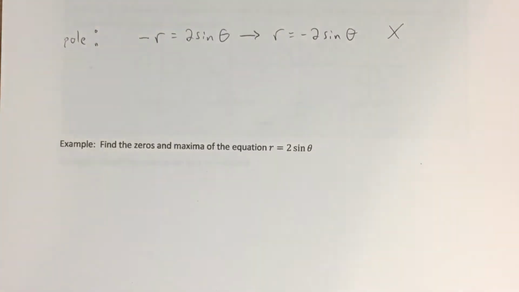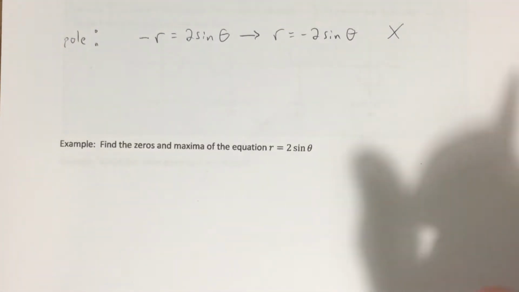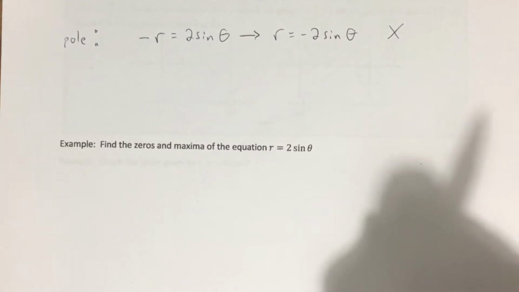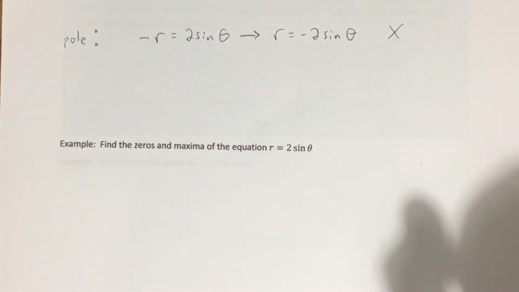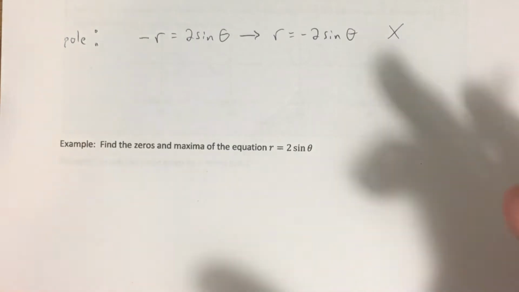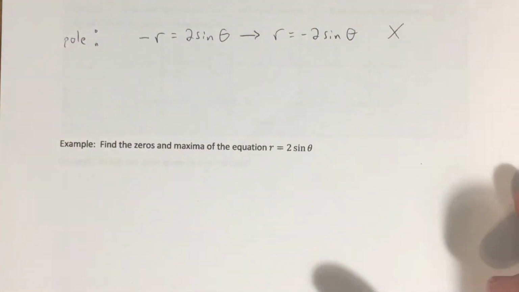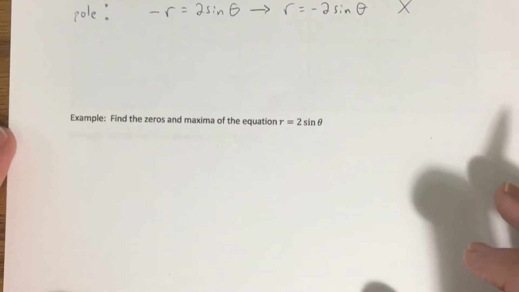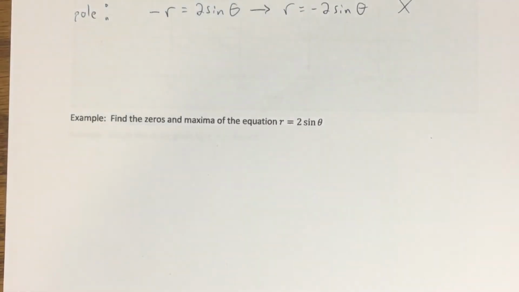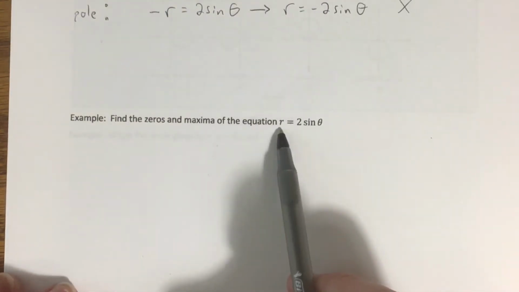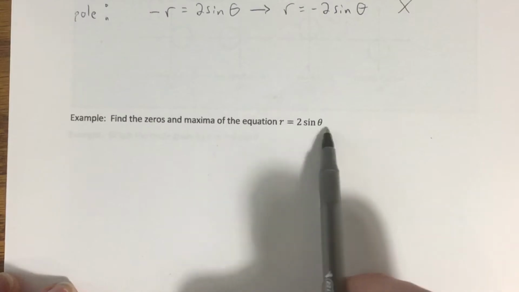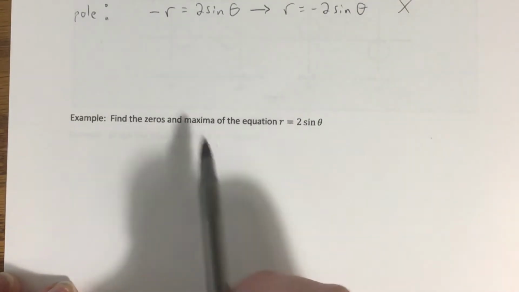All right, so in the last video we talked about symmetry tests for graphs of polar functions. That's one thing that's oftentimes worth looking at when you're graphing a new function from a polar equation. Another thing that's going to be informative about a graph is the zeros and the maxima of an equation. And what we mean by maxima, we really mean maxima and minima, which are the largest and smallest values of r you can get from an equation. So let me start with zeros.